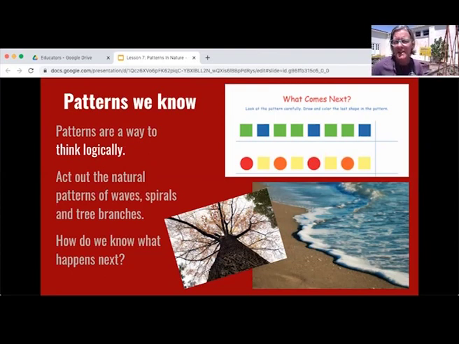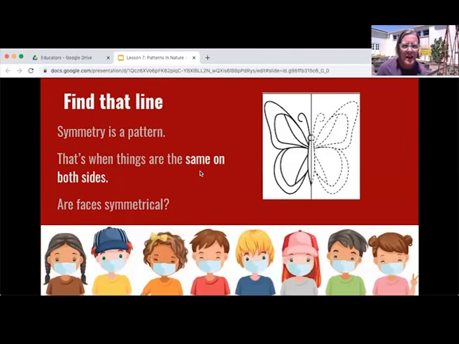Even trees and their branching pattern can show us there is a pattern. If we use our bodies now to be the trunk of a tree, right? At some point, that trunk is going to split into two more pieces, and even two more might branch off of that. And we're going to look in our very own garden to see if we can find a fractal or branching pattern. Things that are the same on both sides, that's a type of pattern. It's called symmetry, like the butterfly in this picture, and even human beings, even we have symmetry.